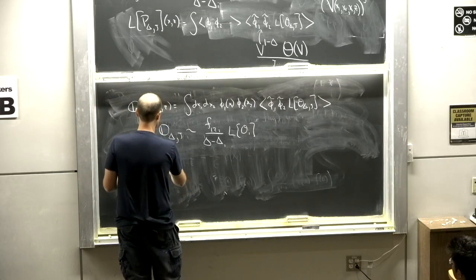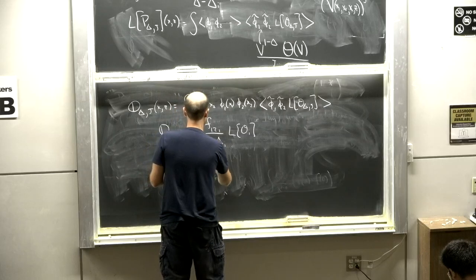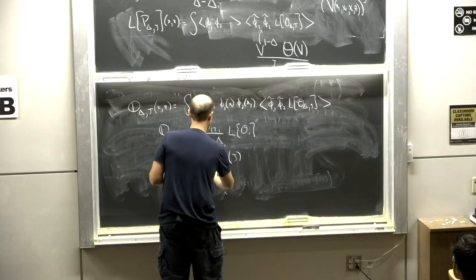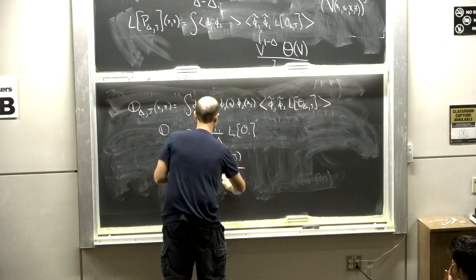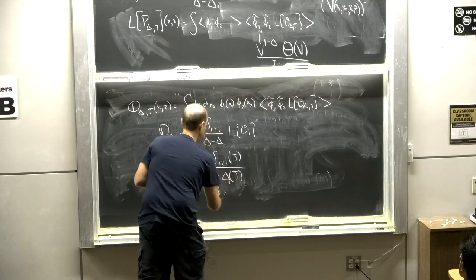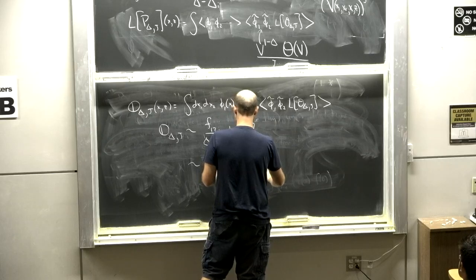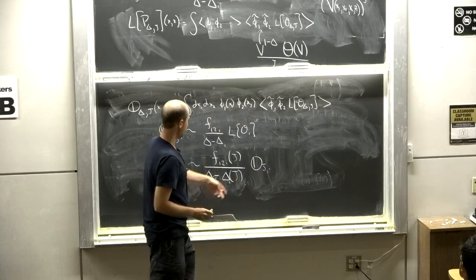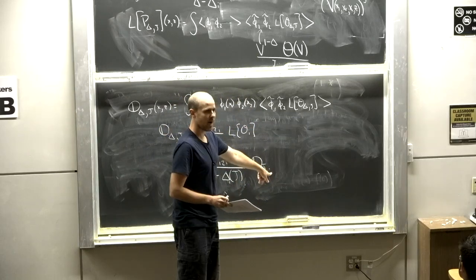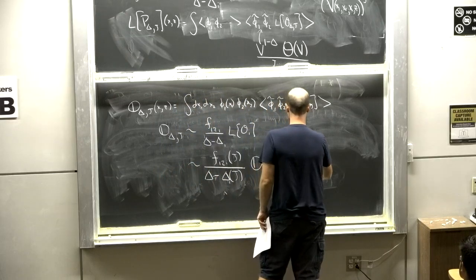The simplest hypothesis is that, in general, even for non-integer j, it looks like some function of j divided by delta minus delta of j, where delta of j is the Regge trajectory, the ith Regge trajectory, times something that you might call O_{j,i}, where this is the light ray operator with spin j on the ith Regge trajectory. This is the simplest hypothesis.